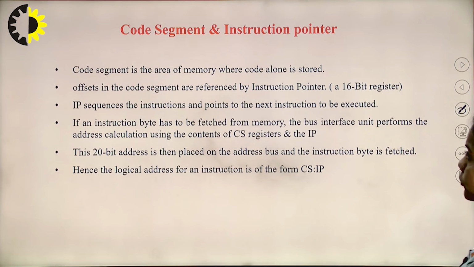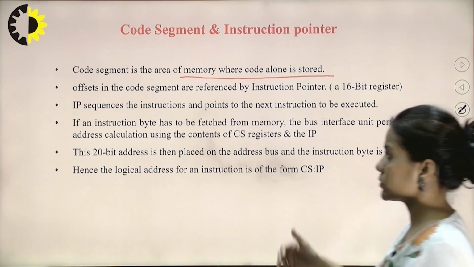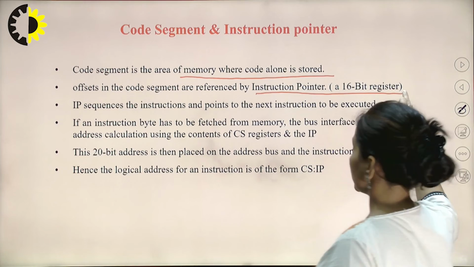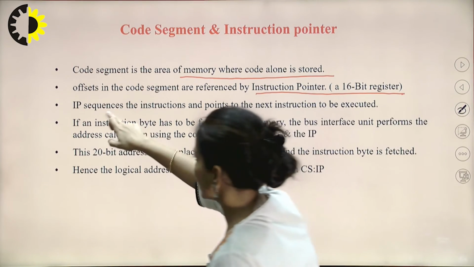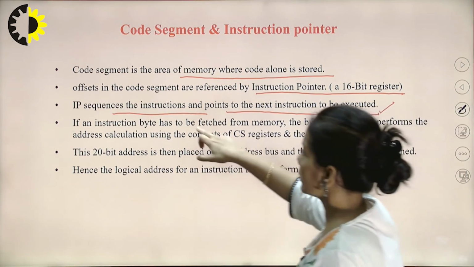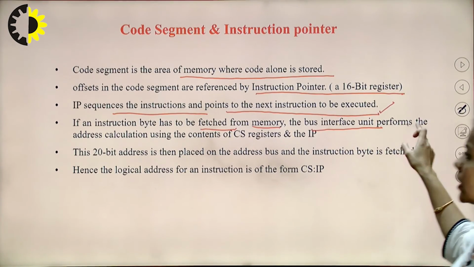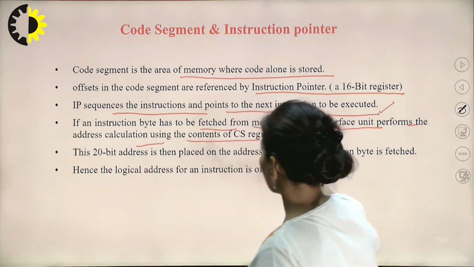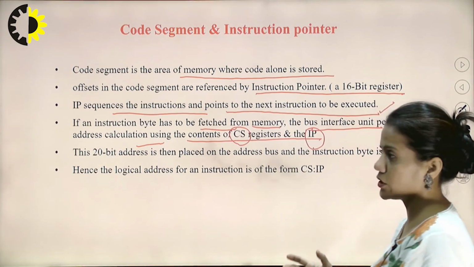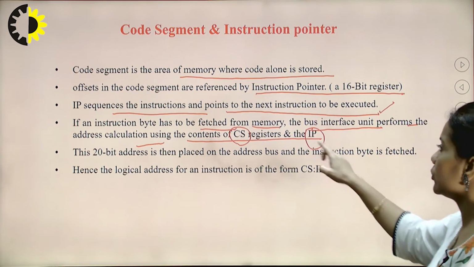So what is the role of the code segment and instruction pointer? The code segment is the area of memory where the code alone is stored, and the offset is stored in the instruction pointer, which is a 16-bit register. The instruction pointer sequences the instructions and points to the next instruction to be executed. If an instruction byte has to be fetched from memory, the bus interface unit, that is the BIU, performs the address calculation using the contents of the CS register and the IP. So we can say that CS and IP work in combination: the CS register holds the base address and the IP holds the offset.